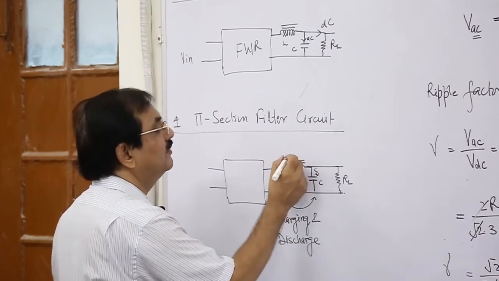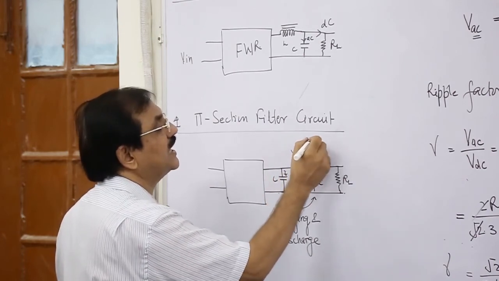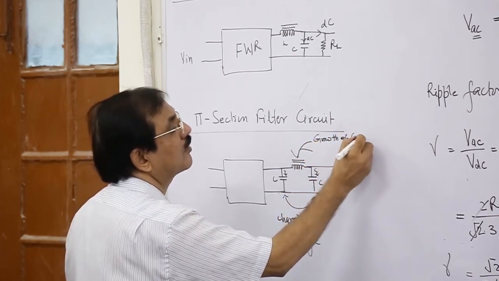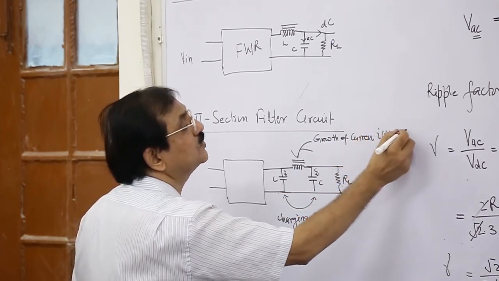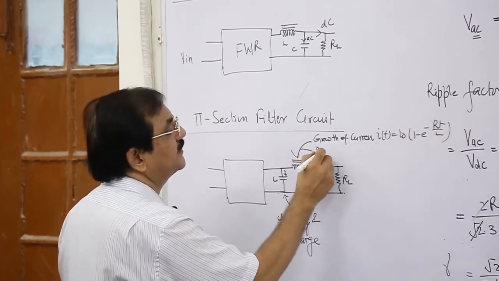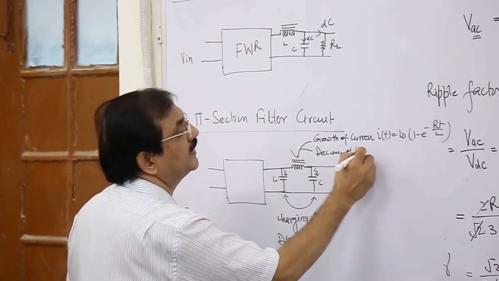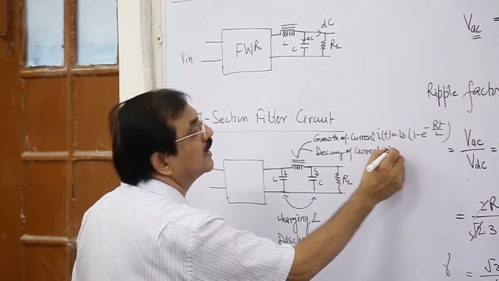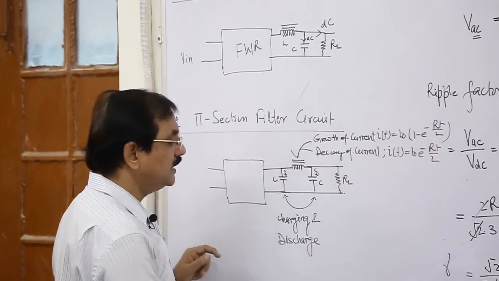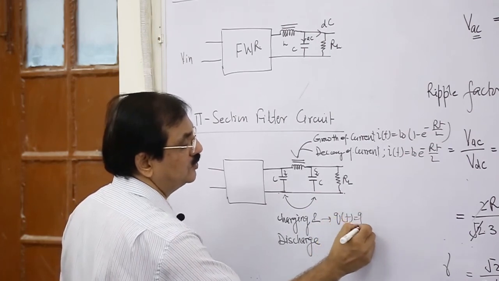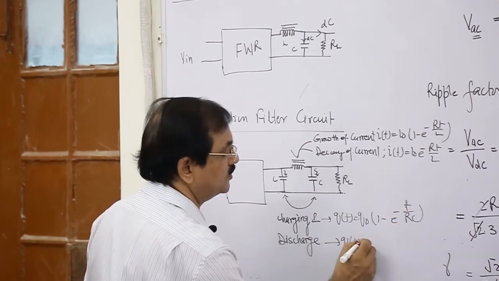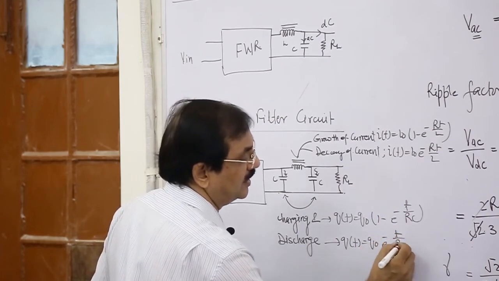And in this coil, there is growth of current, I(t) equals I0 (1 minus e raised to the power -Rt by L), and decay of current, I(t) equals I0 e raised to the power -Rt by L. In case of charging, Q(t) equals Q0 (1 minus e raised to the power -t upon RC), and during discharging, Q(t) equals Q0 e raised to the power -t upon RC.